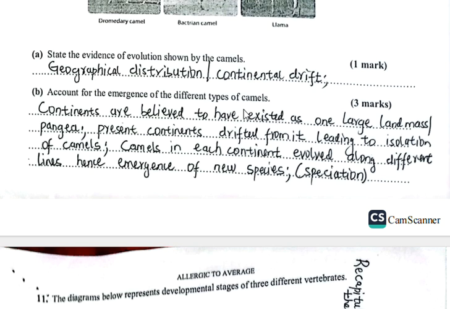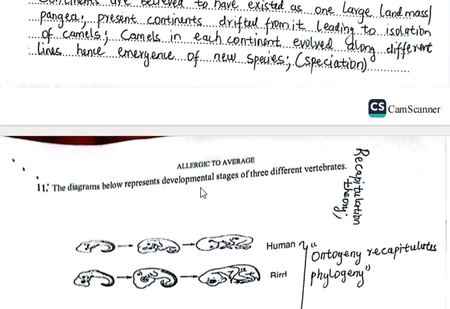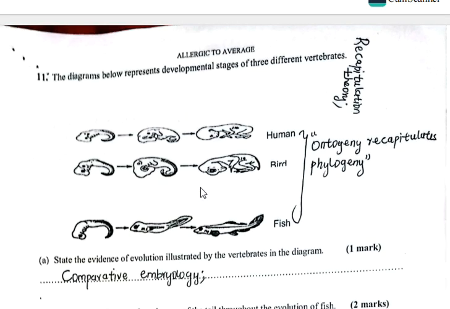The continents are believed to have existed as one large landmass or Pangaea, and the present continents drifted from it, leading to isolation of camels, and the camels in each continent evolved along different lines, hence emergence of new species, what you call speciation.